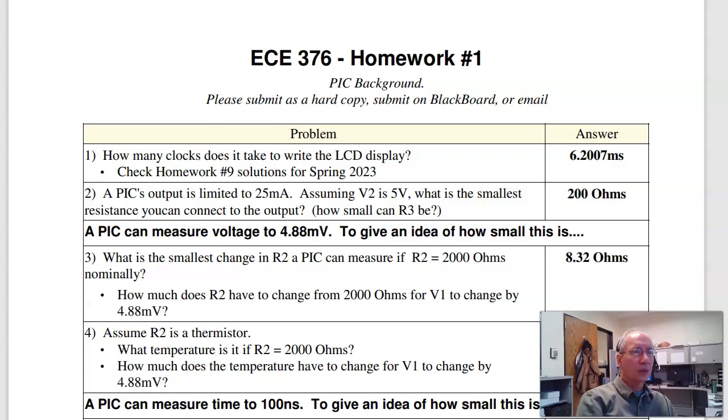Here are solutions to homework set number 1 for ECE 376. For this homework set, we're just looking at some background on the PIC processor, what it's capable of. Well, the first problem is actually more for Bison Academy.